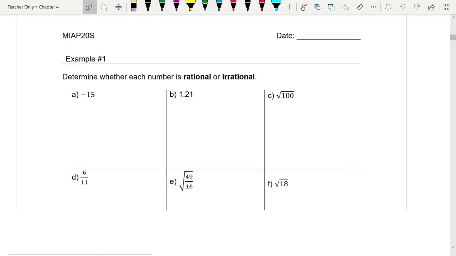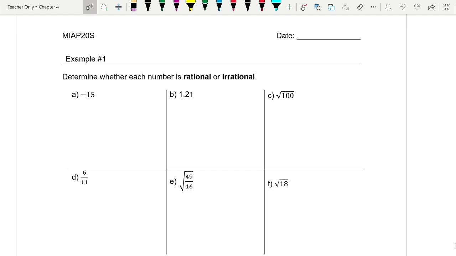So, determine whether or not each number is rational or irrational. And obviously the easiest way to tell is to just look at it and go, could I make a fraction out of this? That's the easiest way to think about it: could I make a fraction out of that number?